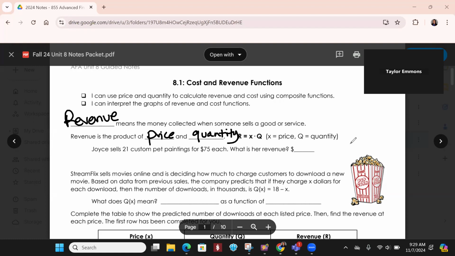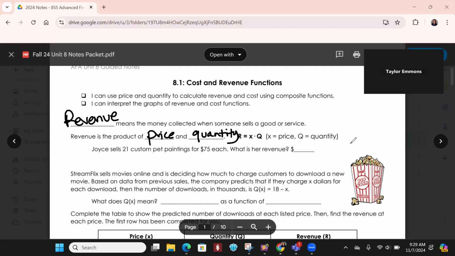All right, here's a formula you need. So price times quantity equals revenue. And that makes sense. You sell something, you sell 20 items, however much you charge times your 20 items, that's your revenue, right? Nothing crazy.